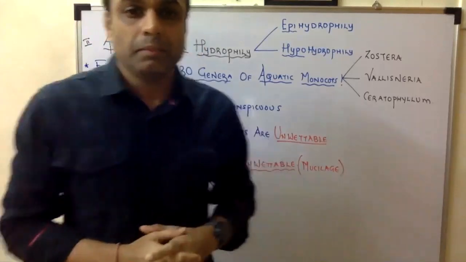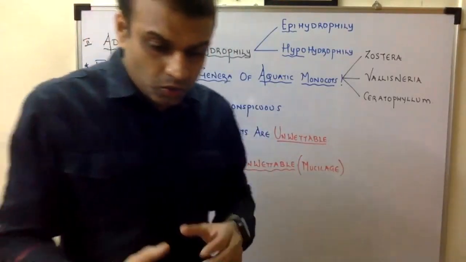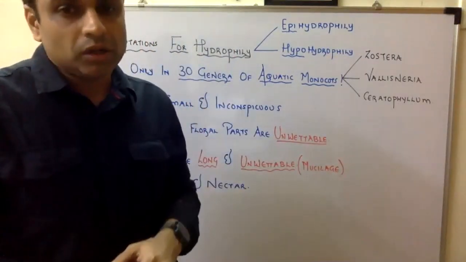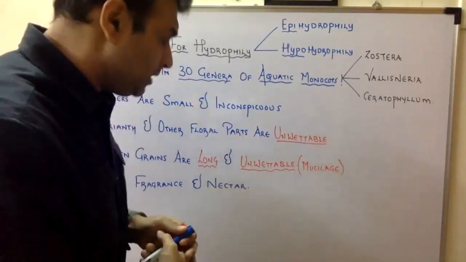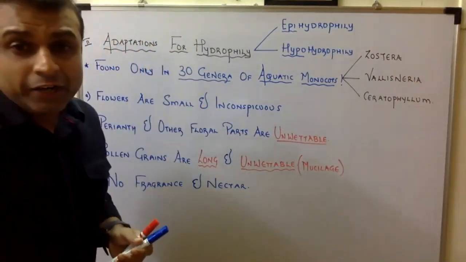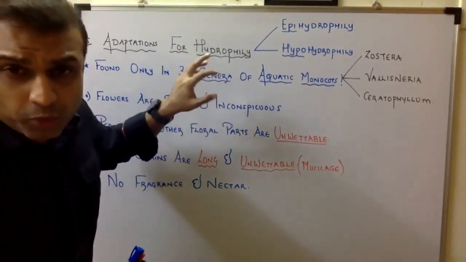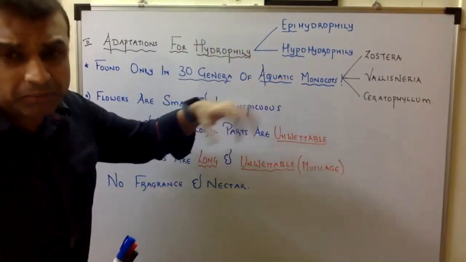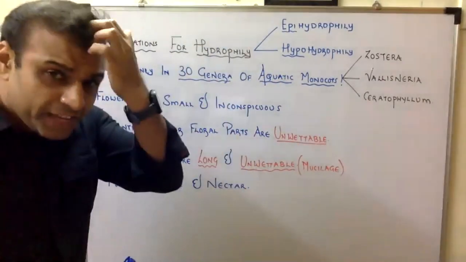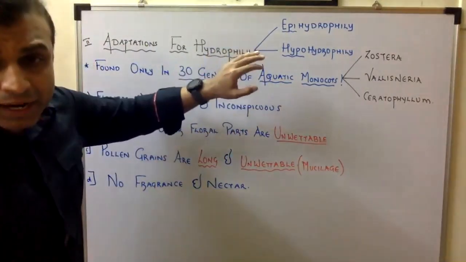The next abiotic agent which we need to learn is water. Okay, so let us understand how plants adapt themselves for water pollination, or we can say that we have to learn about adaptations for hydrophily. Okay, now I hope everyone knows that hydro means water and phily is nothing but loving, or here we are talking about pollination. Now we have discovered that there are two different types of hydrophily.